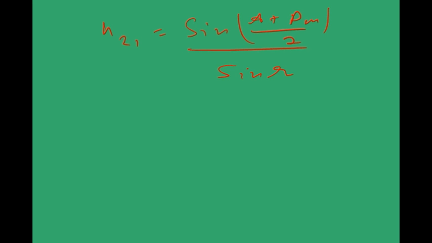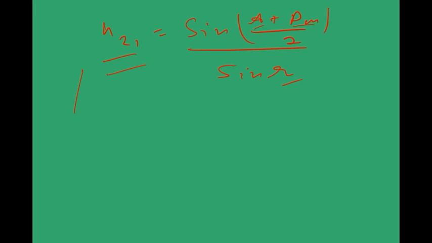And all these quantities can be experimentally measured. I mean, by doing some experiments, you can measure the minimum deviation angle, as well as r. So, using this, you can find the refractive index of the glass prism.